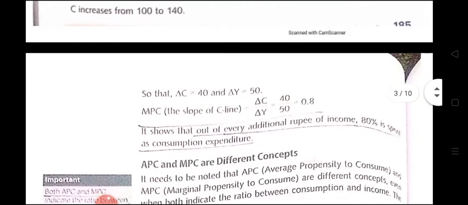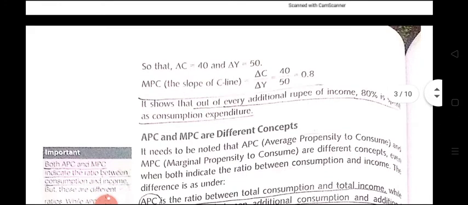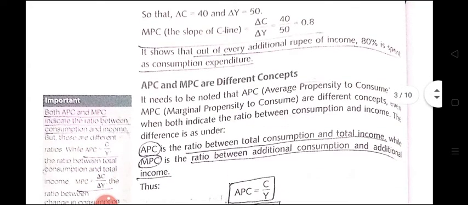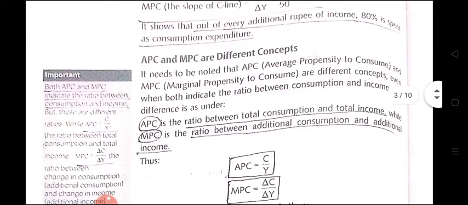This is the slope of C line. MPC is the slope of C line. Out of every additional rupee of income, 80% is spent as consumption expenditure. Now one more thing, there are two terms, APC and MPC. Both sound to be same, but actually they are different. APC is average propensity to consume and MPC is marginal propensity to consume.